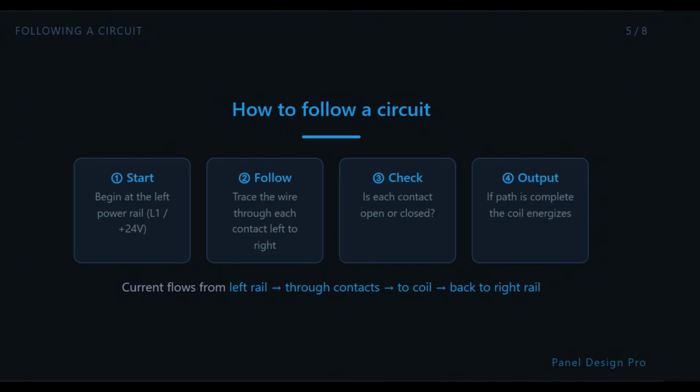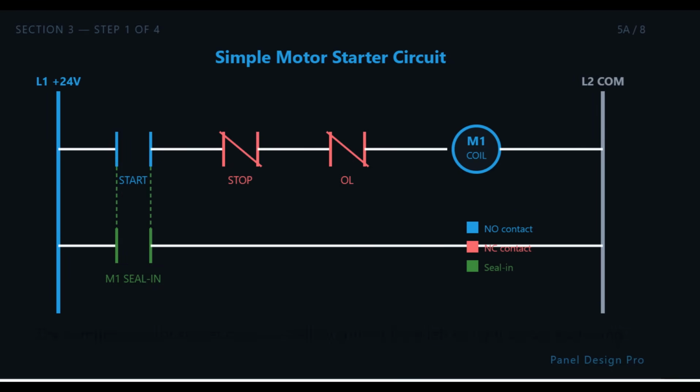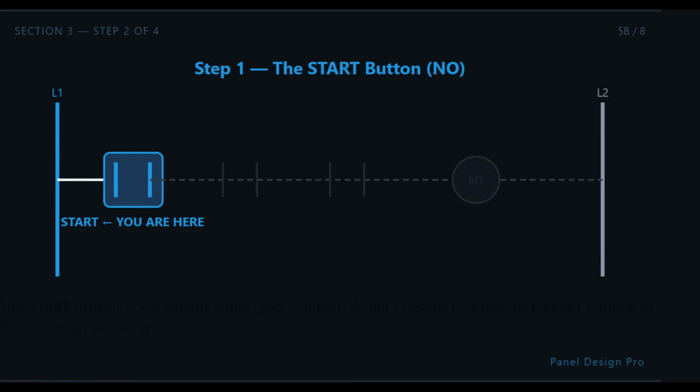I'm going to walk you through a very simple motor starter circuit, the most common circuit you'll see in industrial panel design. Here's what we have on screen. On the left rail, we have our 24-volt supply. On the right rail, we have our common return. The first thing in our circuit is a normally open start button. When nobody is pressing it, the circuit is open and nothing happens.